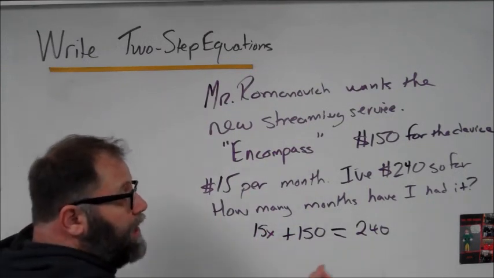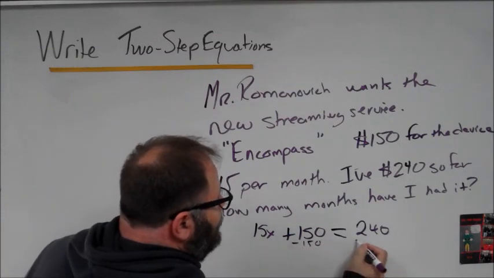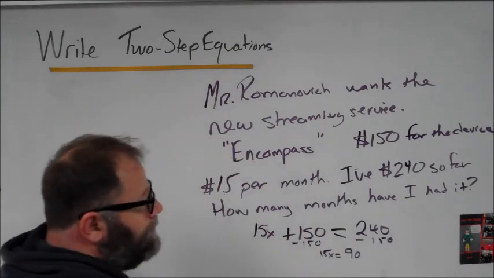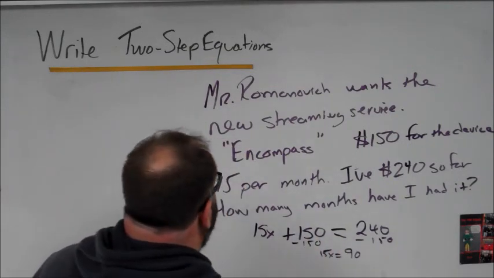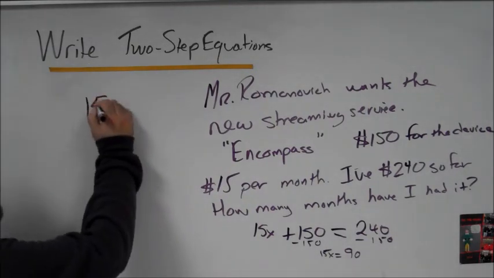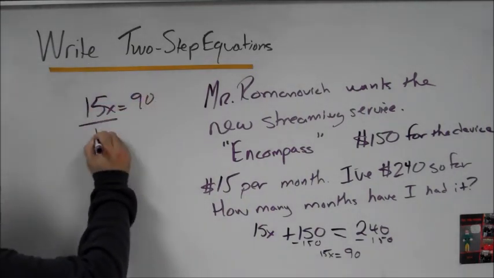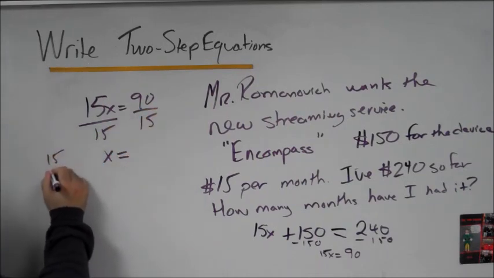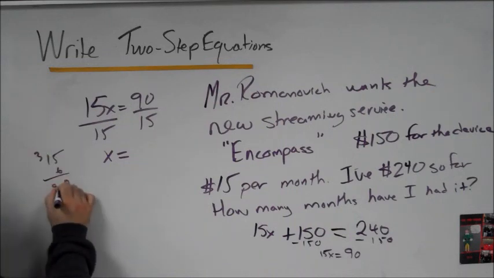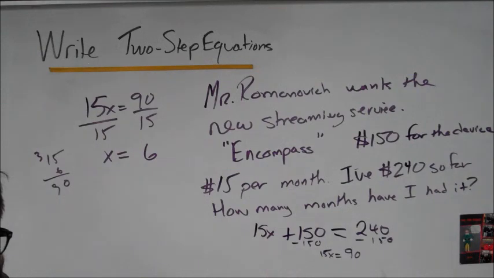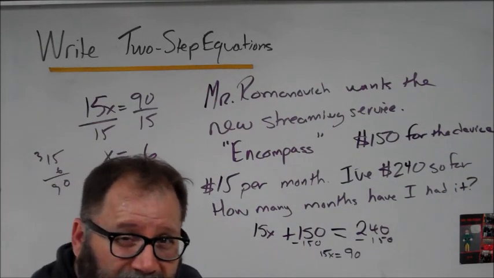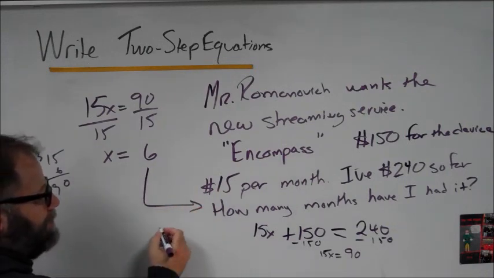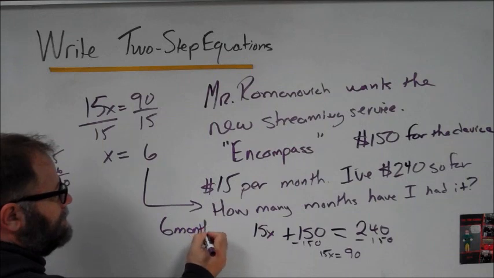All right, so we're solving a two-step equation here. Subtract 150, subtract 150. Now I have 15x equals 90. Divide both sides by 15. 15x equals 90. Divide by 15, divide by 15. And we get x equals, do some side math, 15 times 6 is 90. x is 6. But is that the answer? No, the answer is not x is 6. The answer is that I've had it 6 months.